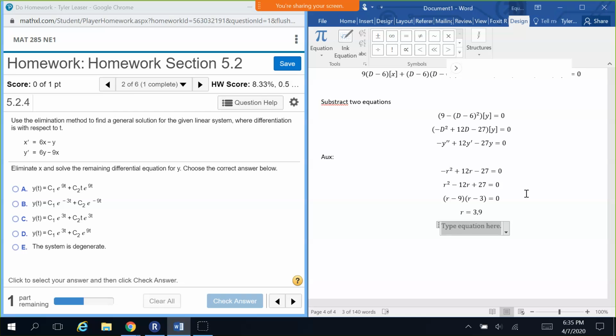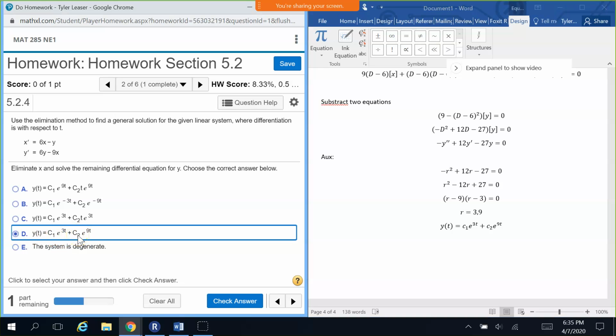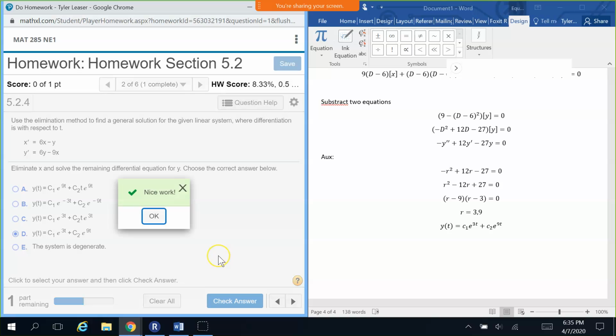And whenever you have two different positive real roots, they don't have to be positive, whenever you have two real roots, that means that your solution is just going to be C1 e to the 3t plus C2 e to the 9t. And then that should match one of these over here somewhere. Yeah, this one. Yay, we did it. First try.